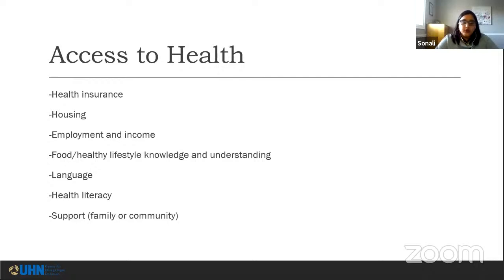And then support, whether it's biological family or community. Depending on when you came to Canada, depending on what your networks are, support is either in abundance, or there is a huge lack of support, and trying to find that support can be difficult.